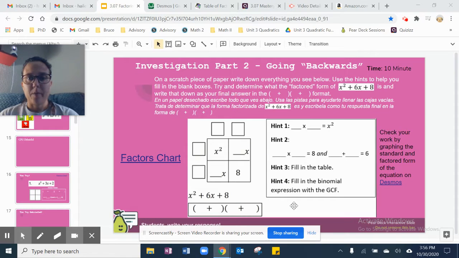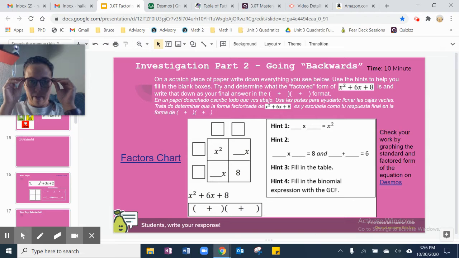On a scratch piece of paper, write down everything you see below. Use the hints to help you fill in the blanks. Try and determine what the factored form of x squared plus 6x plus 8 is, and write that down as your final answer in the factored format.